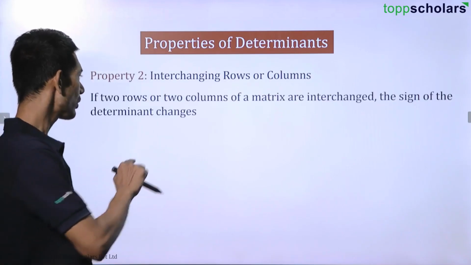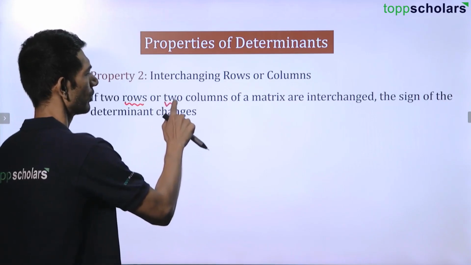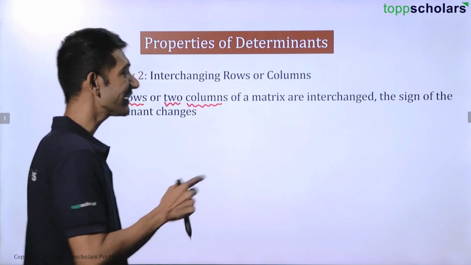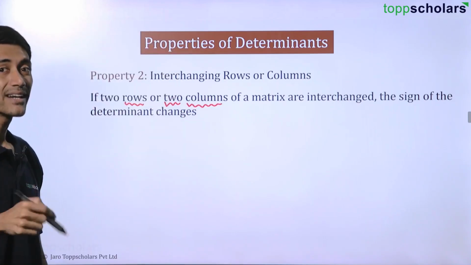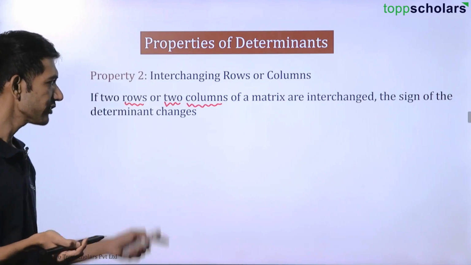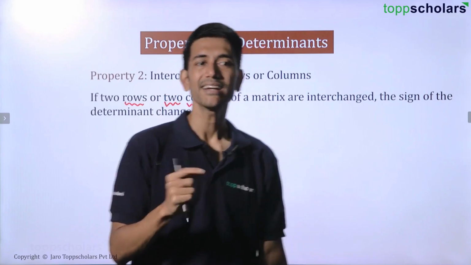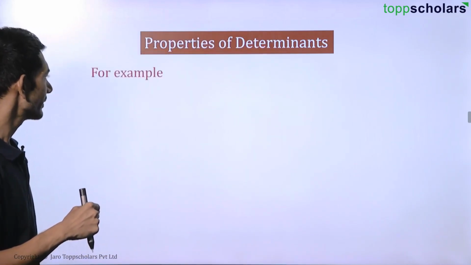Interesting. If two rows or two columns of a matrix are interchanged, the sign of the determinant changes. When does that change? It changes when two rows or two columns are interchanged with each other. So let us have a look at an example here.